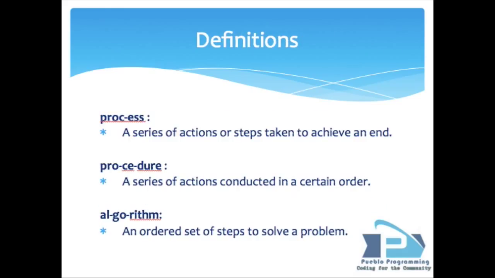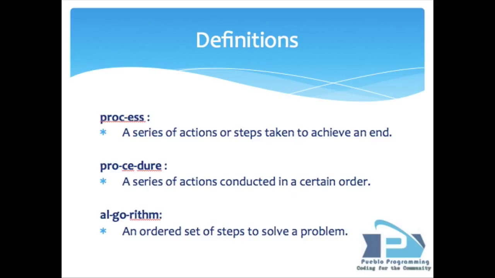So next we have some definitions. First is process, which is a series of actions or steps taken to achieve an end. That's basically computer programming at its most basic level, which is a process. The computer does A, then B, then C, then D. And that's the same thing as a procedure, which is a series of actions conducted in a certain order. Whatever you put in first, the computer will do first, then it'll move on to the second task. So you have to make sure your order is correct.